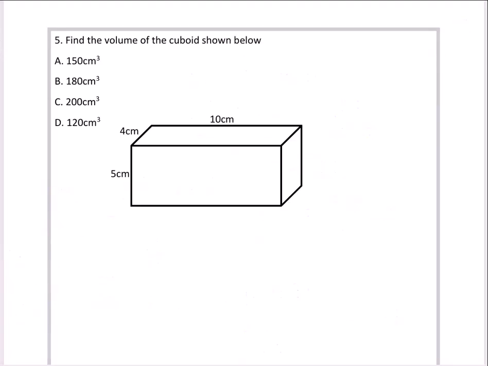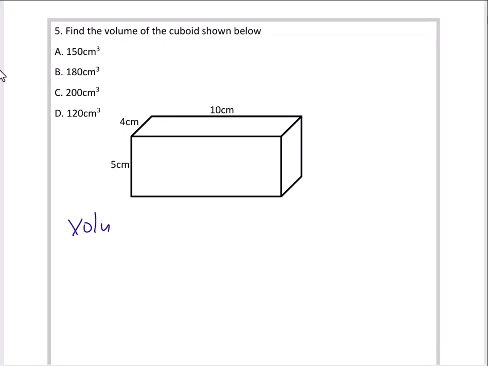Question 5 is actually very simple. Find the volume of the keyboard shown below. So volume of a cuboid, so this is a formula math.